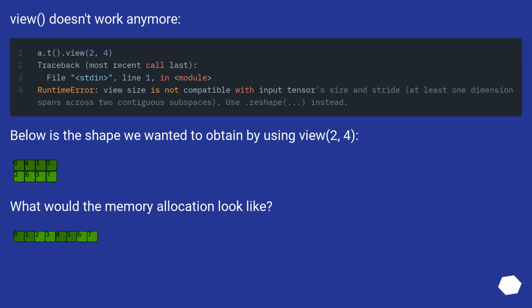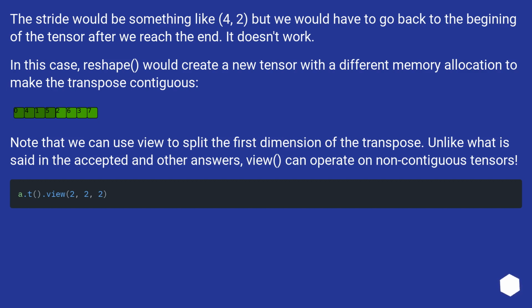What would the memory allocation look like? The stride would be something like 4, 2, but we would have to go back to the beginning of the tensor after we reach the end. It doesn't work. In this case, reshape would create a new tensor with a different memory allocation to make the transpose contiguous. Note that we can use view to split the first dimension of the transpose. Unlike what is said in the accepted and other answers, view can operate on non-contiguous tensors.